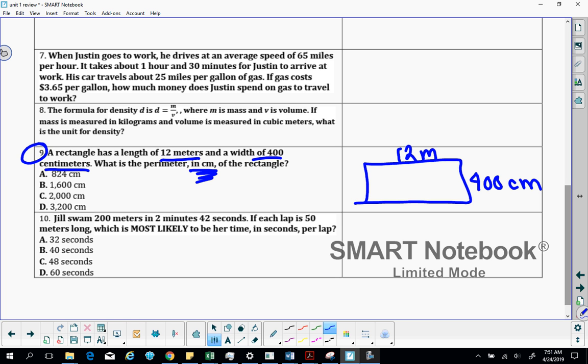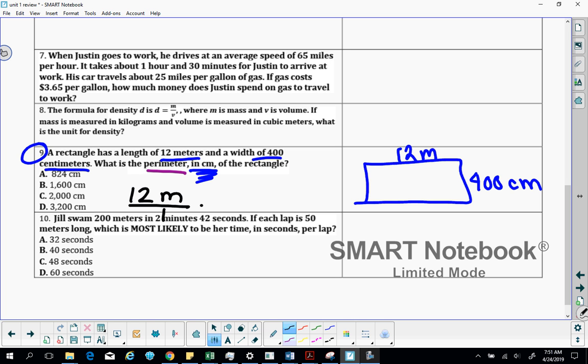What does perimeter mean? Add up all the sides, right? So first I need to get them all in centimeters. Which one's not in centimeters? 12 meters. So first, when I'm doing conversions, I start with what I need to convert. I need to convert 12 meters. So that's my starting value. Then I need to know, okay, what is the conversion?